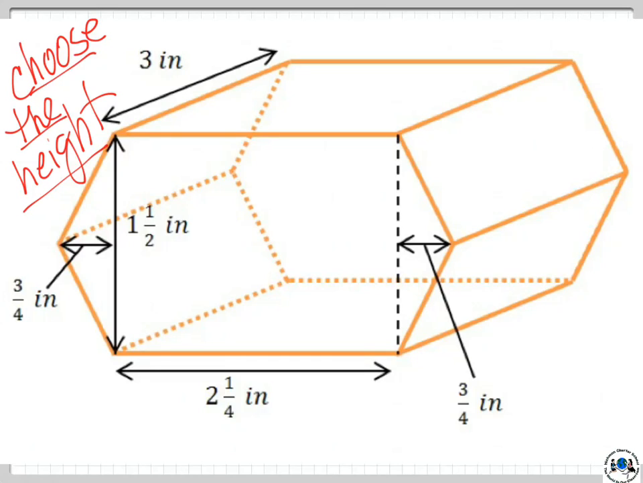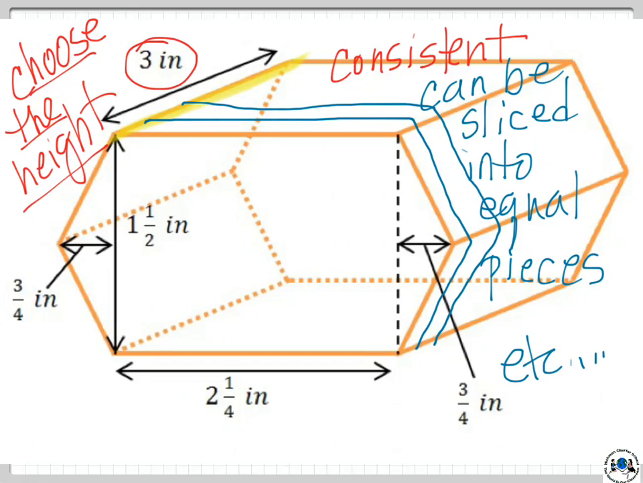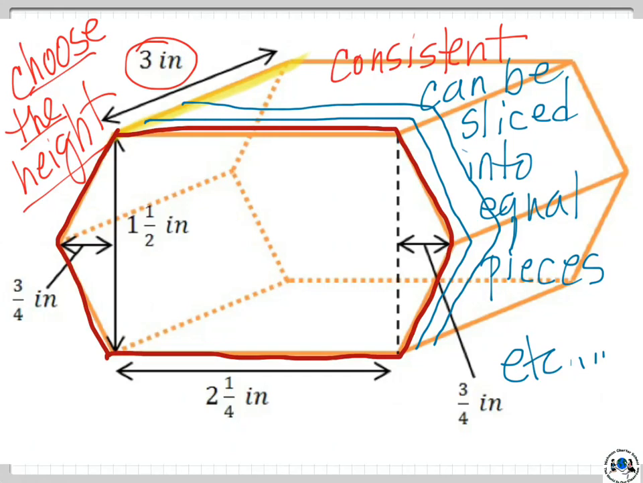If you look at the height of this, you can see that it is that 3 inches, and it is consistent. It can be sliced into equal pieces, like that. I'm not sure in this exit ticket they even call it a hexagon, oh no, they do. You can see that that is a hexagon right there. It's a hexagonal prism, so you know that is going to be your base. And this is going to be your height right there, the 3 inches.